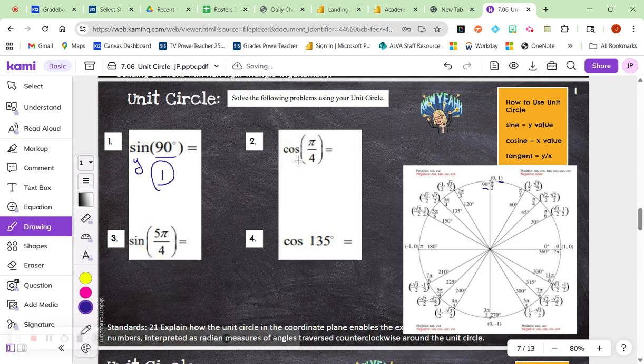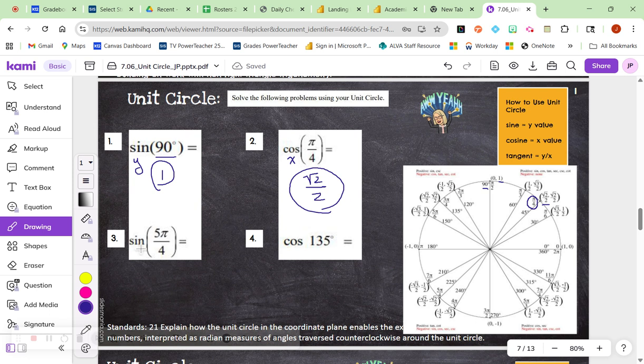Number 2 is asking us for cosine. When you're using this unit circle and they're asking you for cosine, they're asking you for the x value at pi over 4. So we'll find pi over 4, which is here, pi over 4 radians. And again, since they're asking us for cosine, we're only looking for the x value, and that would be square root of 2 over 2.